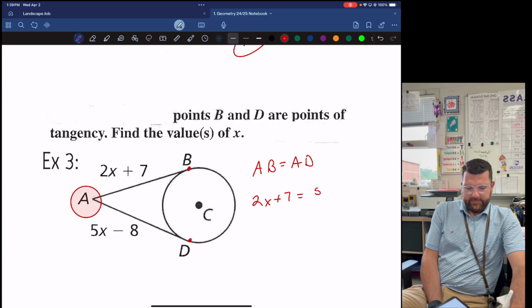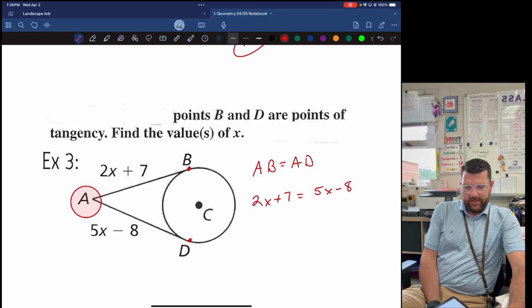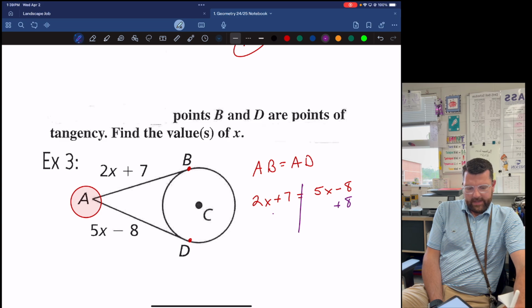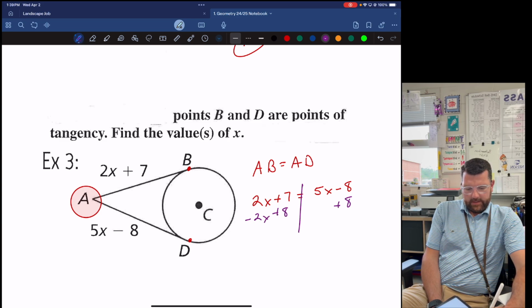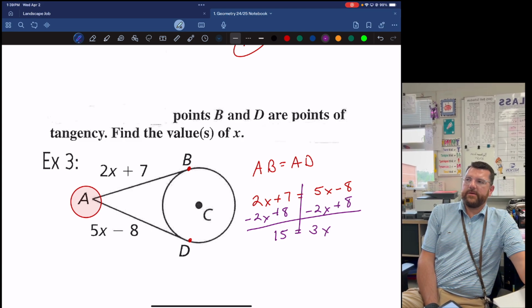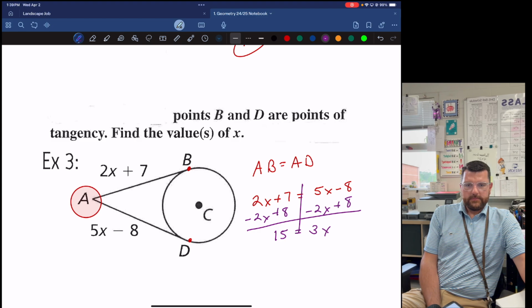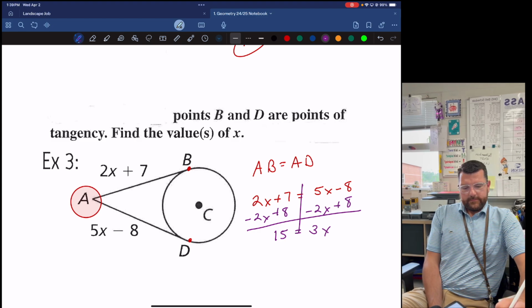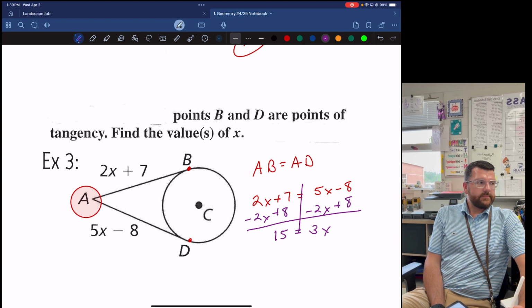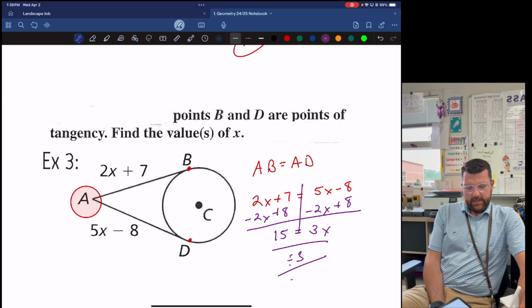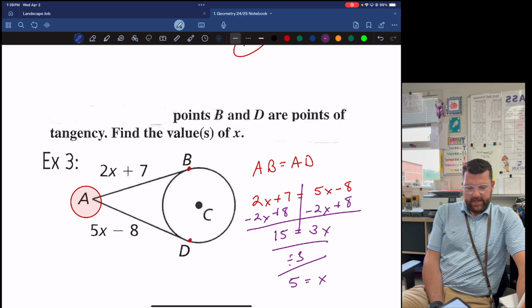2x plus 7 equals 5x minus 8. I'm going to add 8 on both sides and subtract 2x on both sides. That leaves me with 15 equals 3x. What do I do next? Divide by 3 on both sides. And I get 5 equals x.